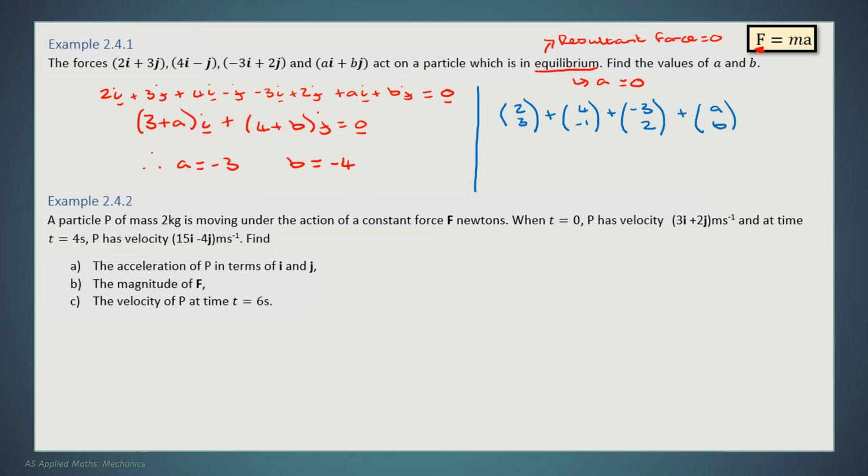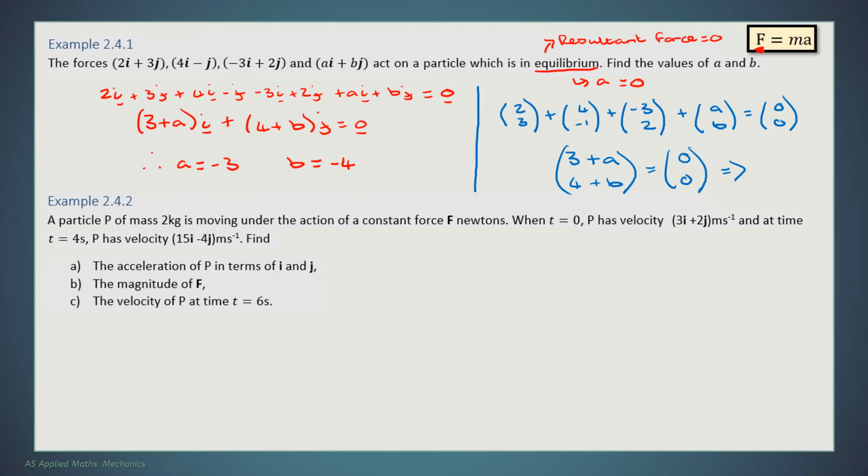I quite like doing it this way just because each line then becomes an equation. So you can just focus on 2 plus 4 minus 3 plus a equals 0, and then 3 minus 1 plus 2 plus b equals 0. It does make it a little bit easier just to see what's happening. Therefore, feel free, if you prefer, to do your working out in vector format. It would lead to the same conclusion that a is minus 3 and b equals minus 4.